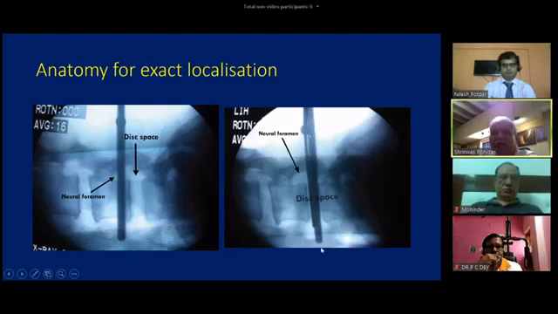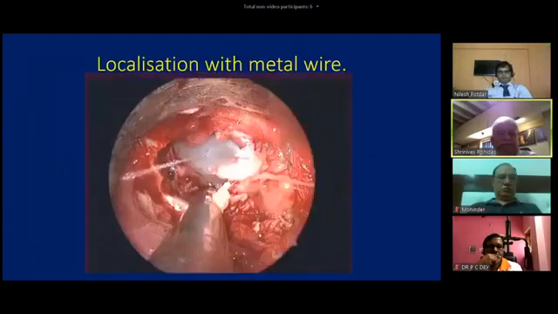When we localize the disc, it is for the interlaminar approach. When we localize the foramen, it is for the foraminal approach to target the exiting root. So we have to be clear in our mind the anatomy of the traversing root and the exiting root, what we are exactly going to target.